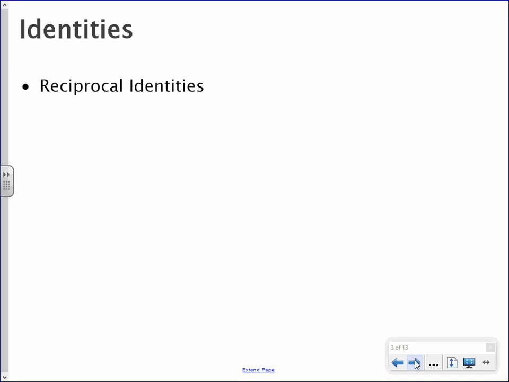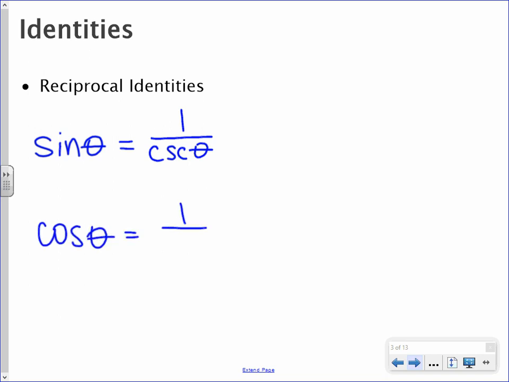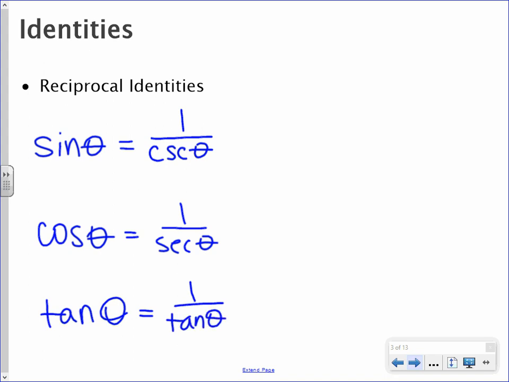That means we can take sine theta and change it to what, Caleb? So 1 divided by cosecant theta. We could take cosine theta and change it to 1 over secant theta. And we can take tangent theta and write it as 1 over cotangent theta. Those are all identities because what is on the right side is the exact same as what is on the left side. It just looks different.